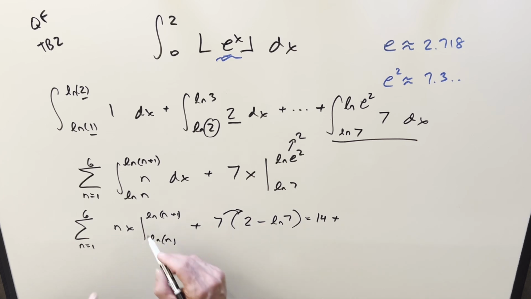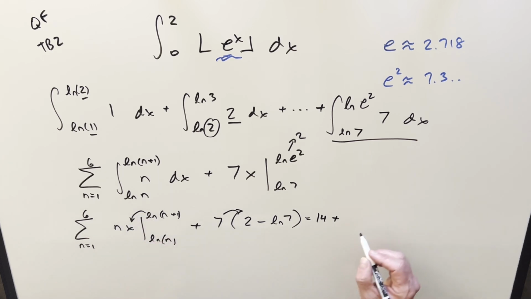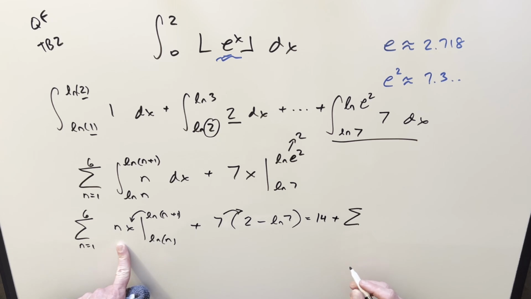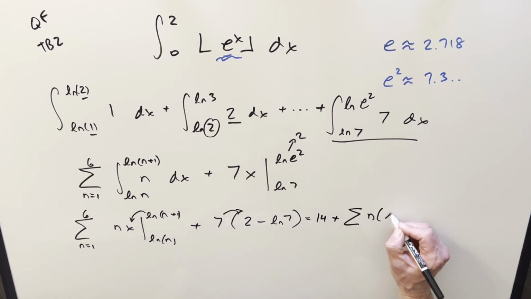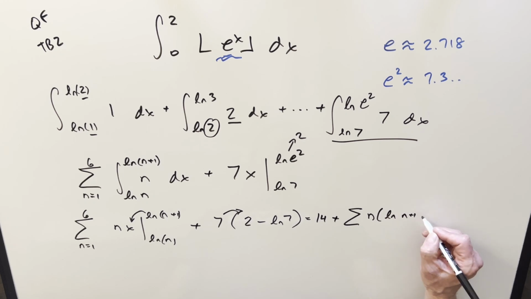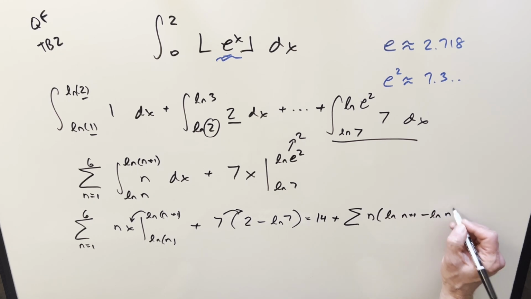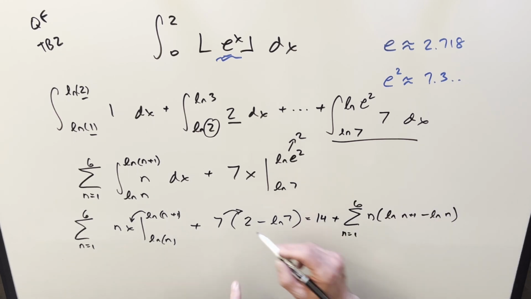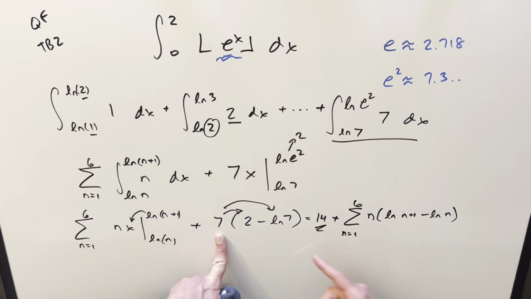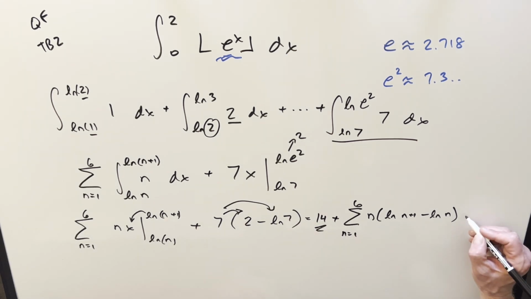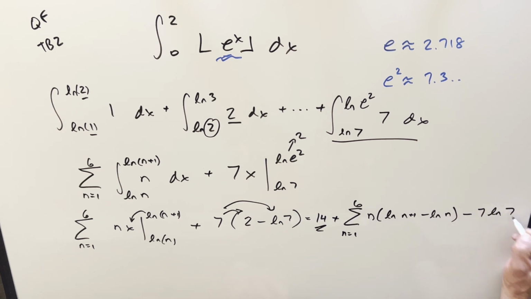Coming back to this part, when I evaluate this, let's see what's going to happen. So we're going to have this. This is all still within the sum over here. We've got n times ln(n+1) minus natural log of n. And then at the end, we distributed in this 7 here. I wanted to separate it. This is just a constant, so that's why I separated this out. And I still want the ln over here. So this is going to be minus 7 ln 7.